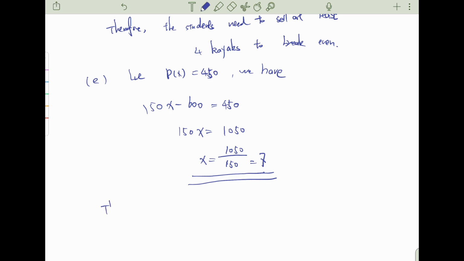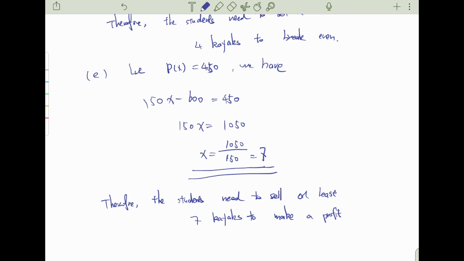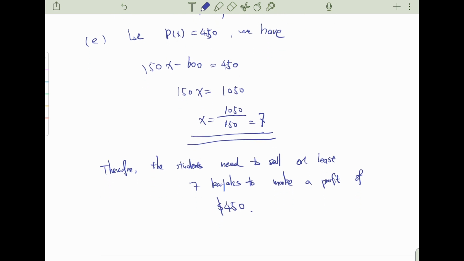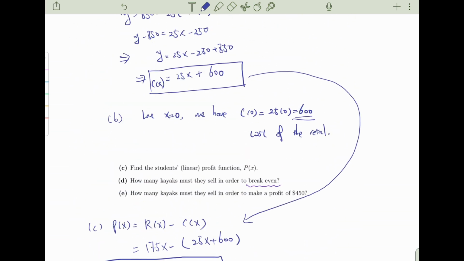Okay. Therefore, the students need to sell at least 7 kayaks to make a profit of $450. Okay, so that is the entire question.